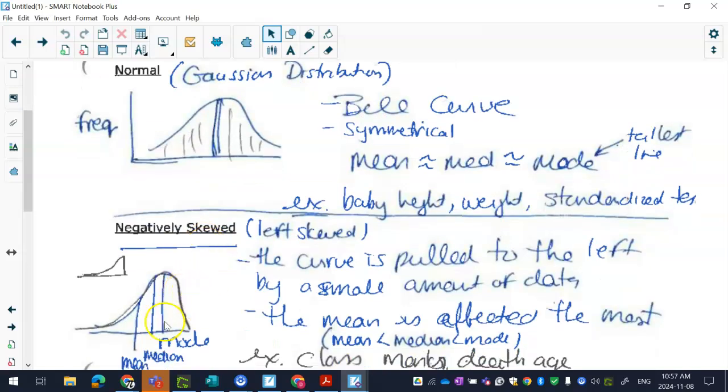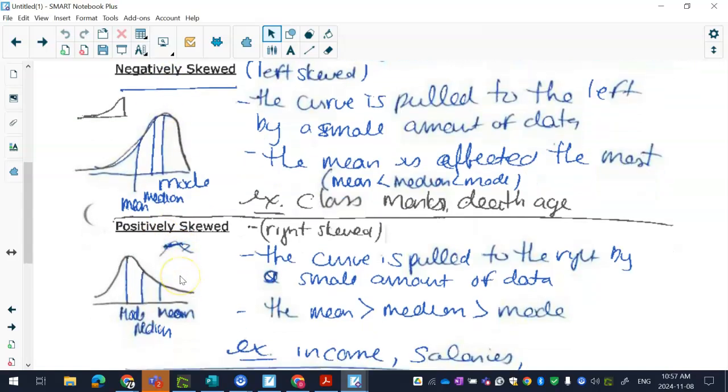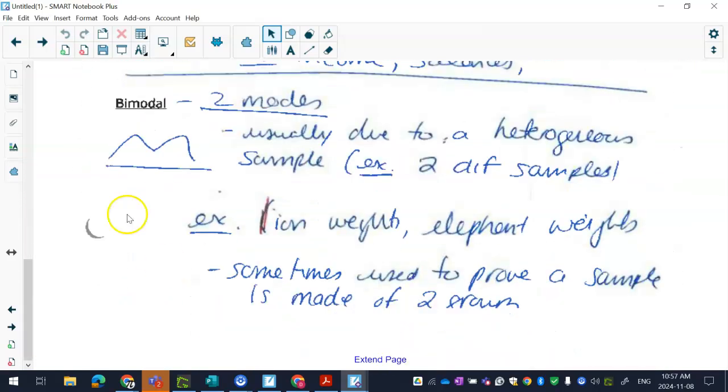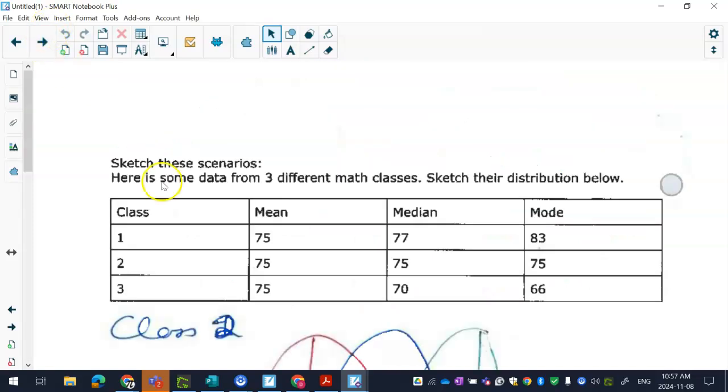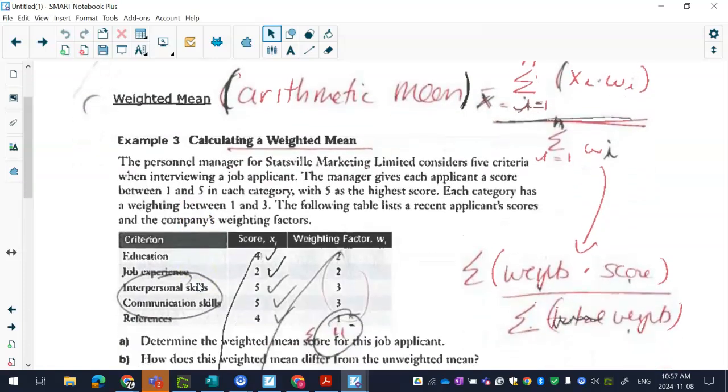Bell curve, skewed left, pulled to the left, skewed right, pulled to the right, also negatively skewed and positively skewed. And bimodal. And let's keep going on to weighted mean. I don't know if I got to that.